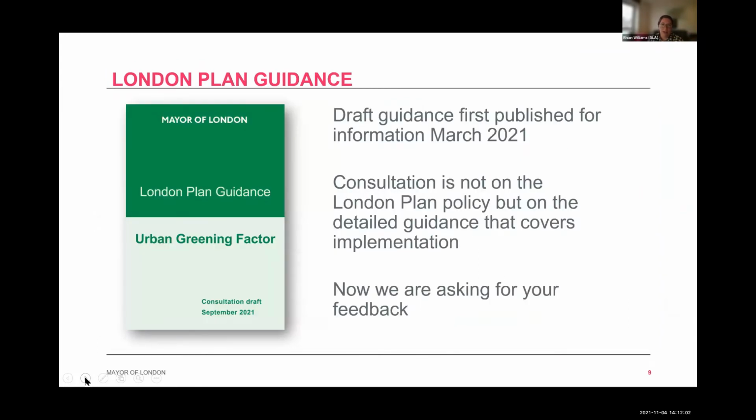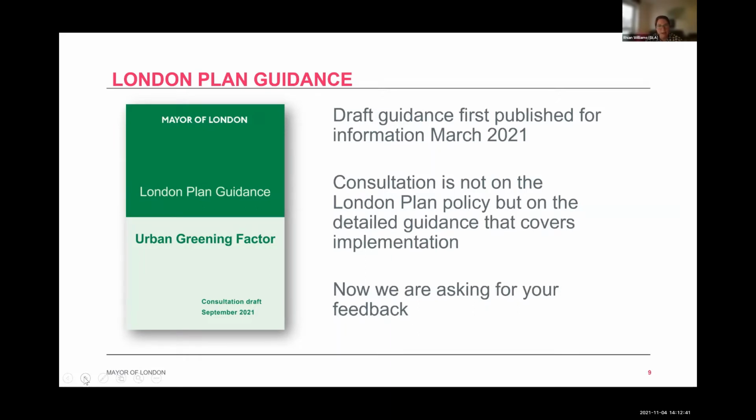So the draft UGF guidance was first published for info earlier in the year. There wasn't time to fit in a full consultation period before the mayoral election, but we wanted to make sure that people could get to grips with the guidance and start using it as soon as possible. So we're now in the consultation phase. The consultation is not about the urban greening policy itself. So the policy and the associated scoring and the targets were discussed at the London Plan examination in public, and the inspector's report on the plan supported that broad approach. But what we're now asking for are views on the detailed guidance to make sure that we're delivering the policy in the most effective way possible.